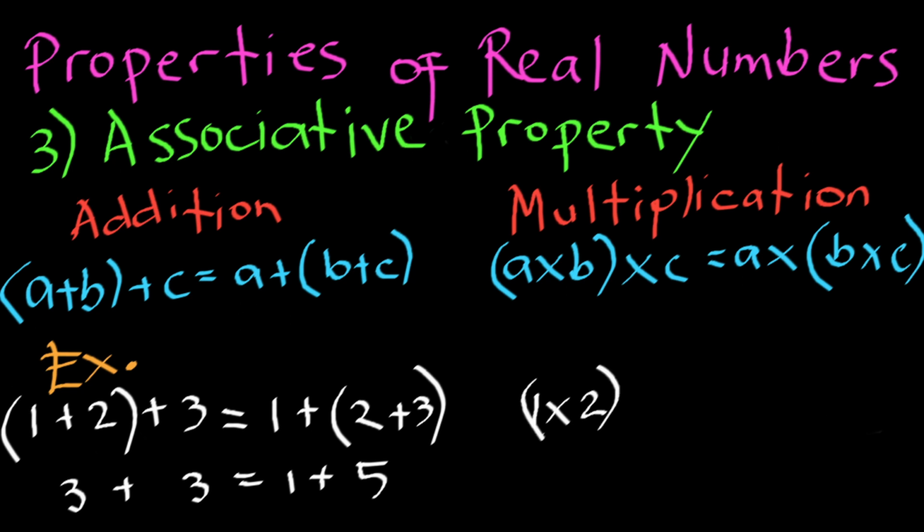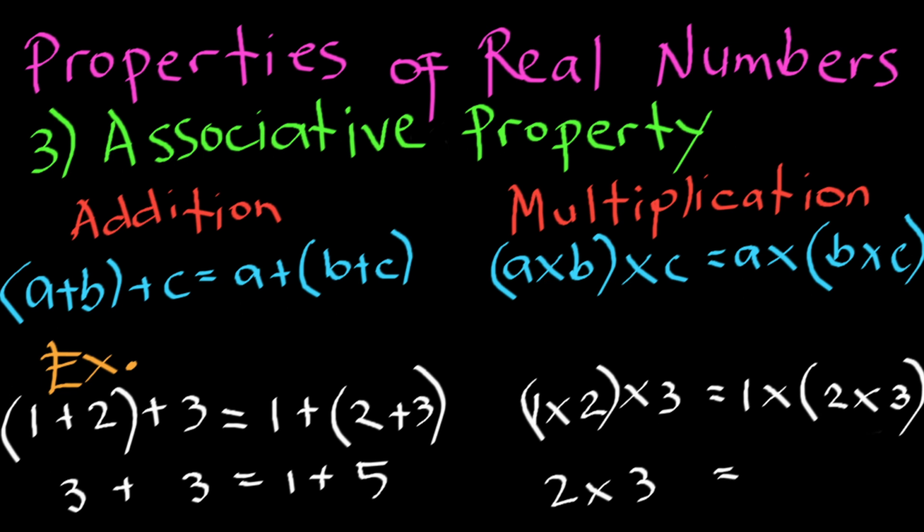Sa multiplication naman, we have 1 times 2 inside the parenthesis times 3 equals 1 times the quantity 2 times 3. So, ang 1 times 2 ay 2 times 3 equal lang sa 6. 1 times 2 times 3 is 1 times 6, which is equal also to 6. Again, madali lang ang associative property, and remember, we have two kinds of associative property, which are associative property of addition and associative property of multiplication.